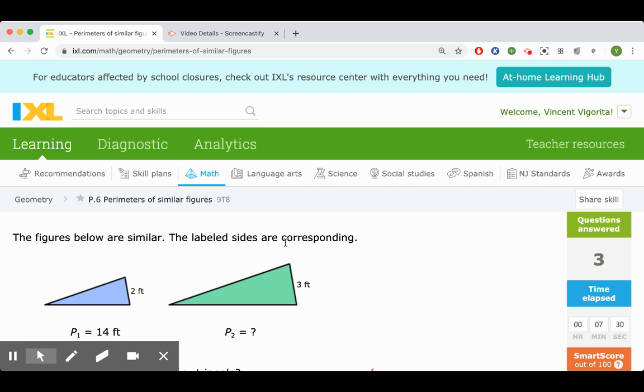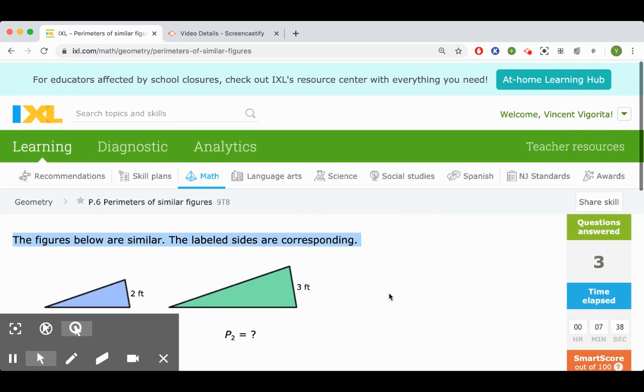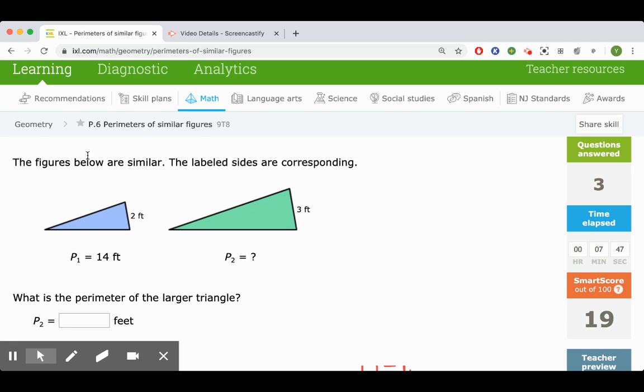Okay, I'll do one more. I think you'll get the idea. If not, just watch this video and read the explanations. Okay, this one. And again, it's important to read the problem. The figures below are similar. They have the same shape but not the same size. The labeled sides are corresponding.